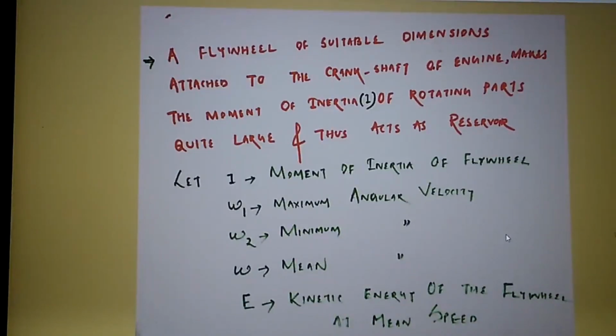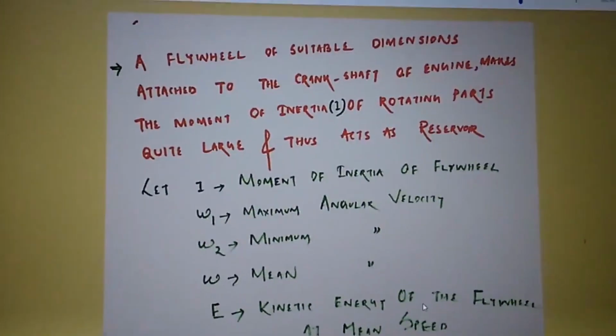so this is the flywheel of suitable dimensions attached to the crankshaft of the engine, and the moment of inertia I of the rotating parts is quite large, and thus it acts as the reservoir. Let I be the moment of inertia of the flywheel, omega 1 the maximum angular velocity, omega 2 the minimum angular velocity, omega the mean angular velocity, and E the kinetic energy of the flywheel at the mean speed.